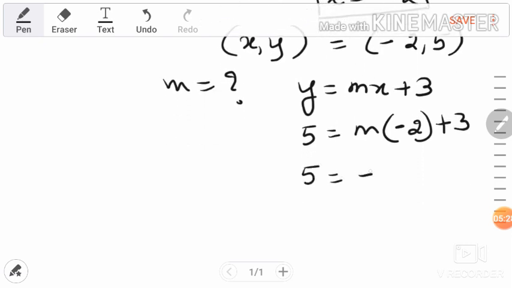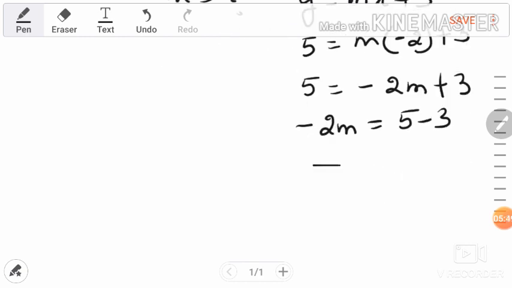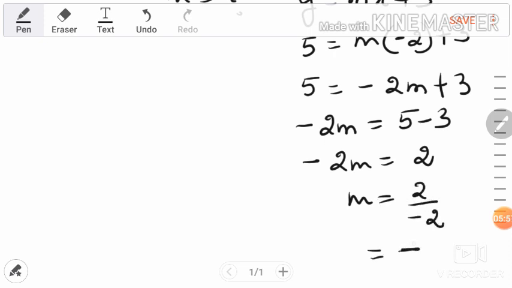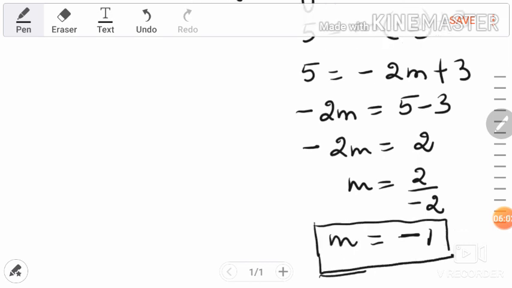5 is equal to minus 2m plus 3. So minus 2m is equal to 5 minus 3. Minus 2m is equal to 2. Therefore m is equal to 2 upon minus 2, which is minus 1. So the value of m is minus 1.